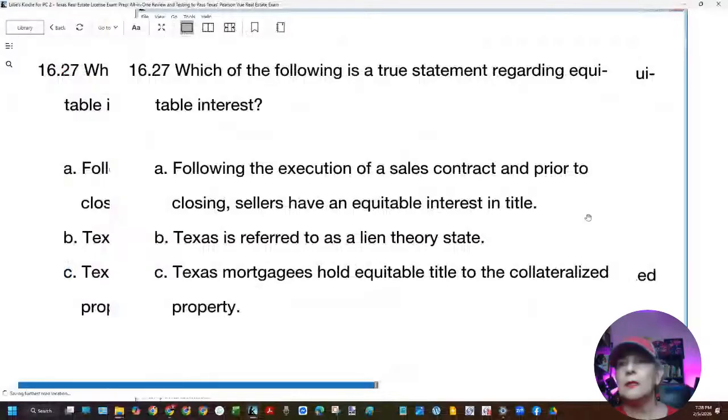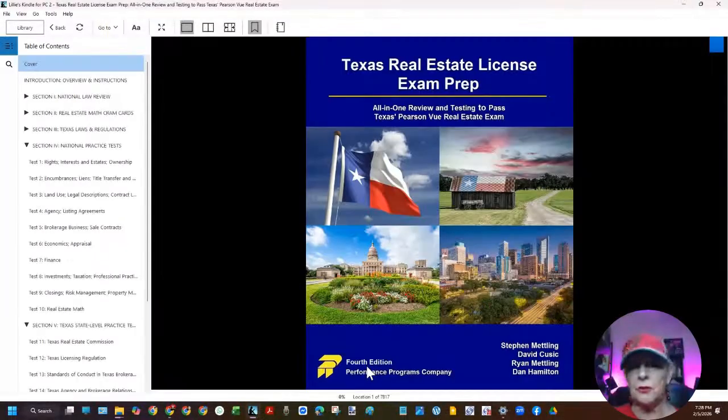So just to show you, this is the book, Texas Real Estate License Exam. That was updated after the contracts changed and after the NAR, National Association of Realtors lawsuits. So this has updated information when it comes to Texas law.